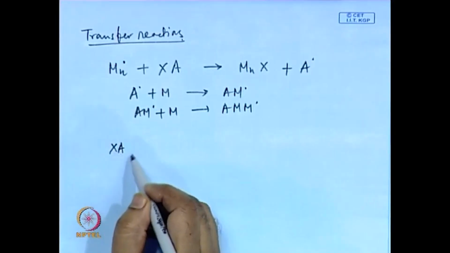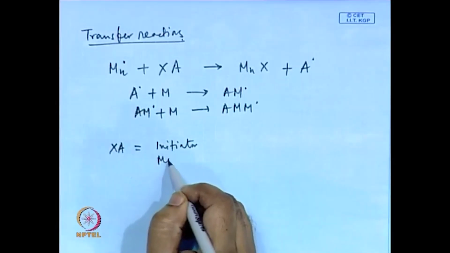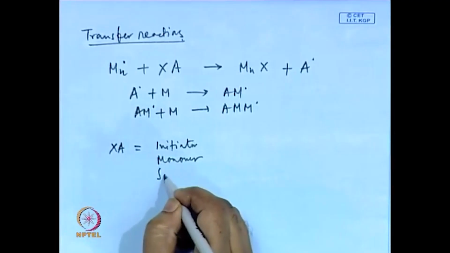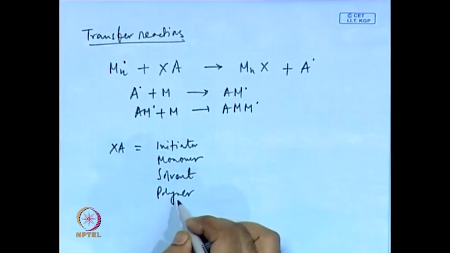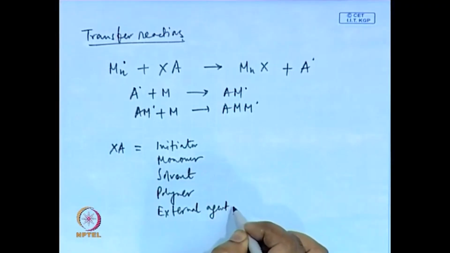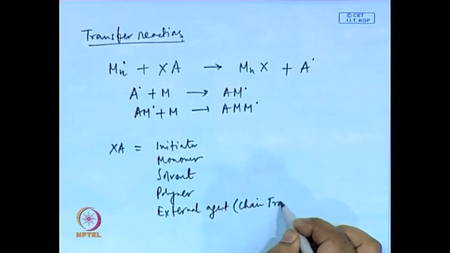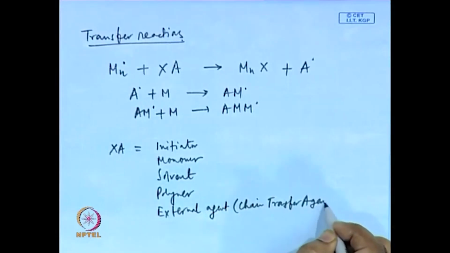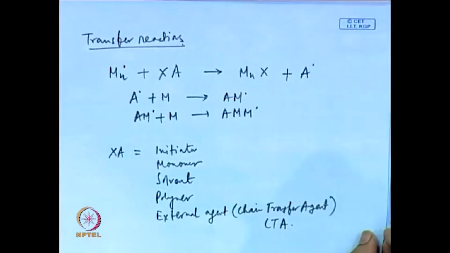What are XAs? XA could be the initiator molecule, it could be the monomer itself, it could be the solvent molecule, it could be the polymer itself, or it could be any external agent which could be added deliberately from outside, or it could be present as impurities, and we sometimes call this a chain transfer agent or CTA.